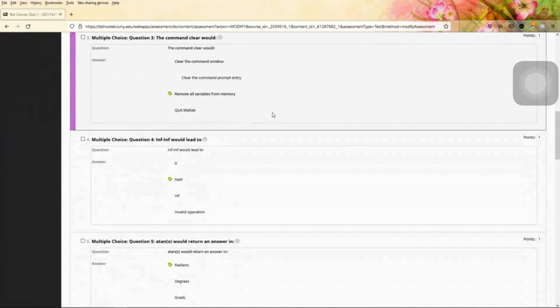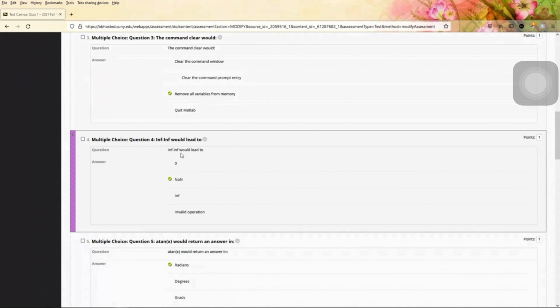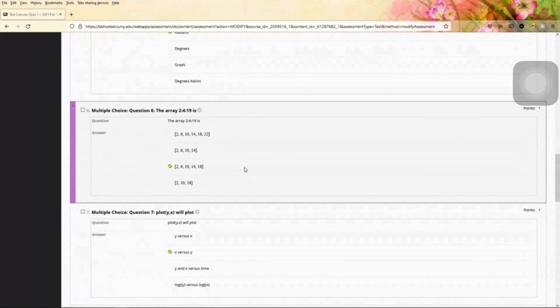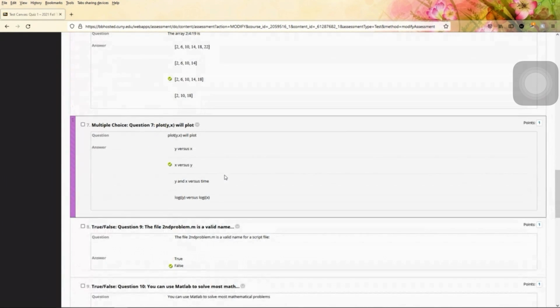Yes, of course. Command clear, that's to remove all variables from memory. Infinite minus infinite, that's not a number, because that's not something deterministic. You do not know what the value is. Arctangent returns the angle in radians, because there is no d. All right. The array 2:4:19 is this one, because 19 is not involved, right? Obviously, I didn't have 19 anywhere, right? That's 2 plus 4, that's 6, plus 4, that's 10, plus 4, that's 14, plus 4, that's 18, which means this one here.